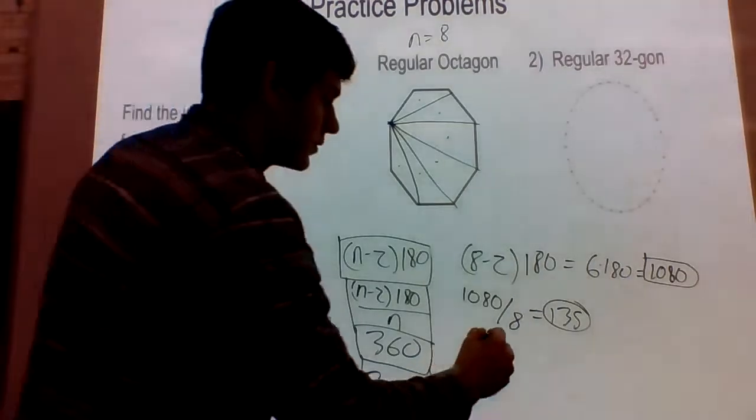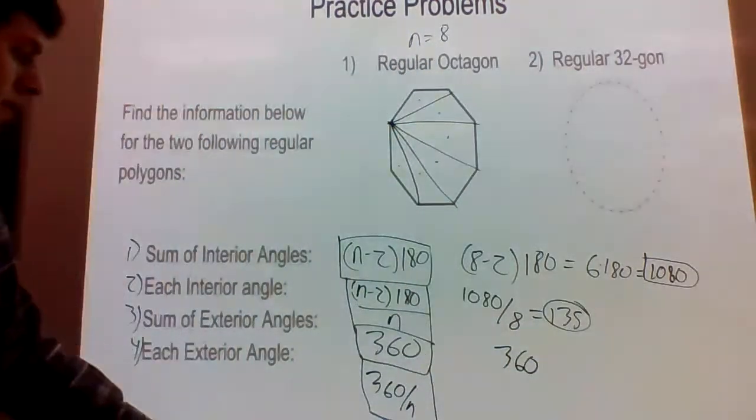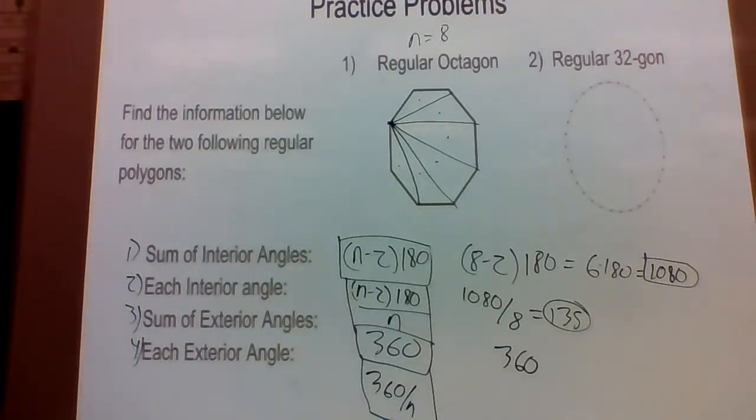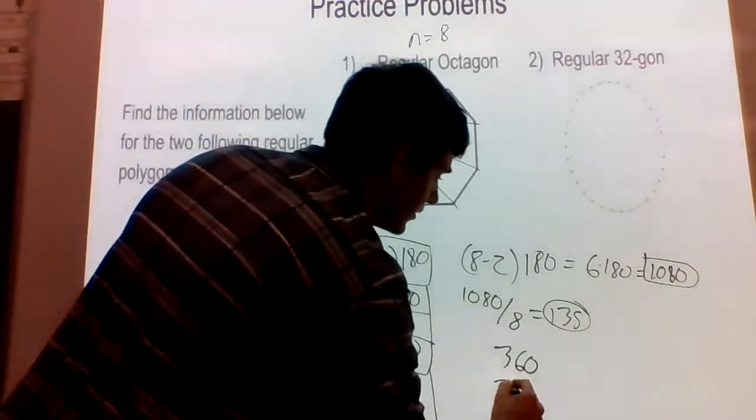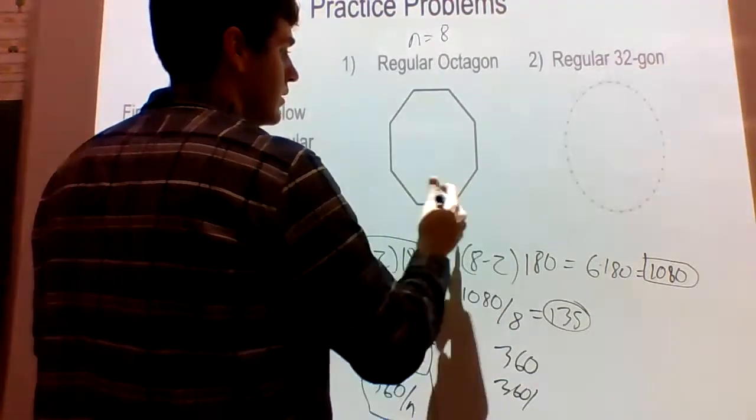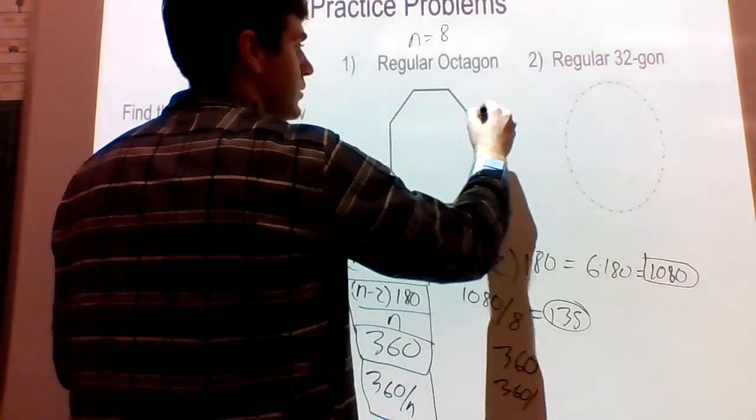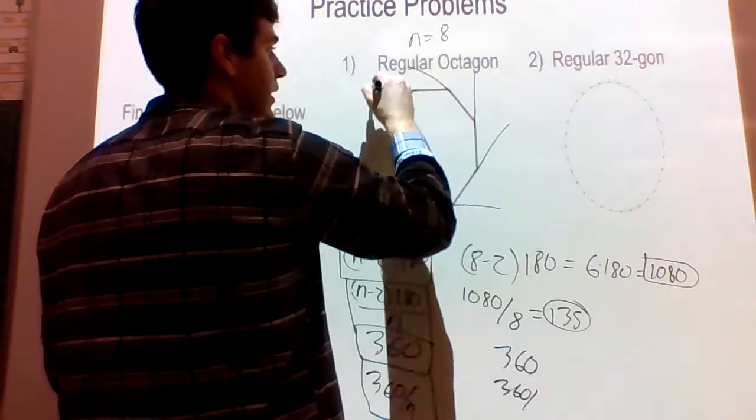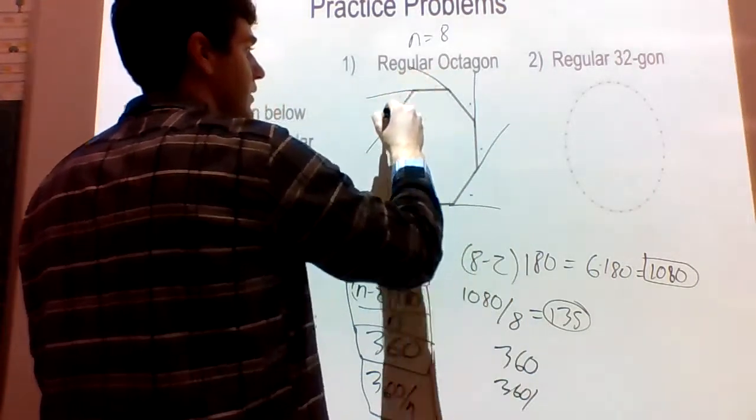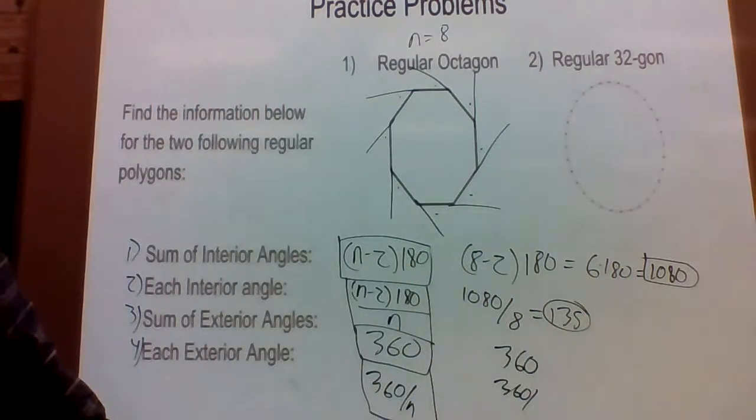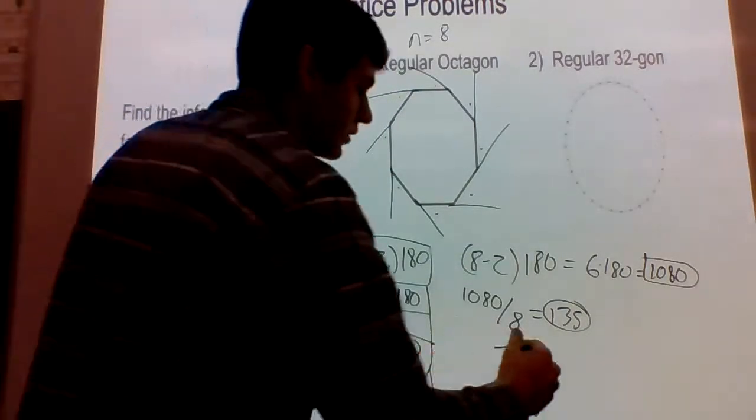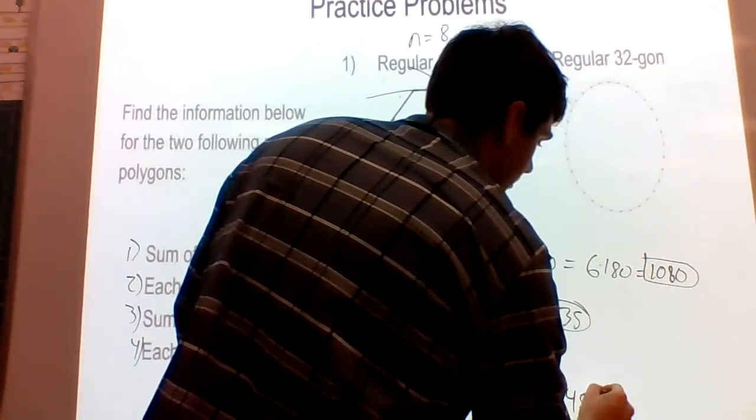The sum of the exterior angles is going to be 360. For each exterior angle, our formula says 360 divided by n. So we basically take 360 and divide by the number of exterior angles. The number of exterior angles here: 1, 2, 3, 4, 5, 6, 7, 8. Those 8 added together are 360. So we have to divide by 8 to get each one individually. 360 divided by 8 is going to be 45.